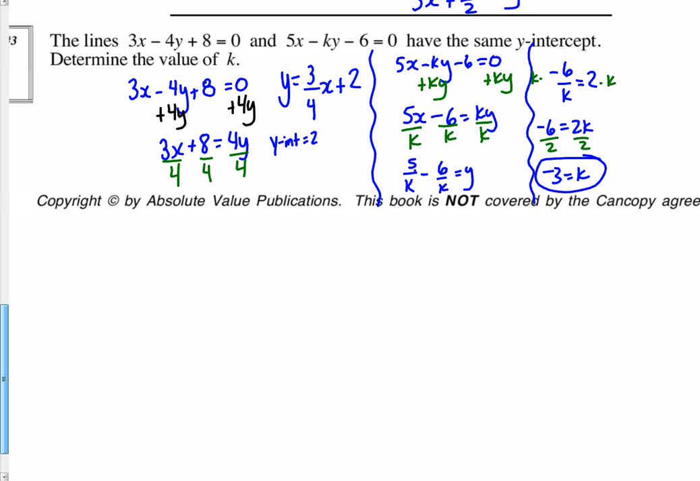Oh, sorry. There's an x here. Thank you. Where did it go? It disappeared. Magic. Just gone.